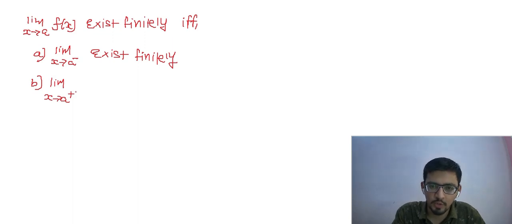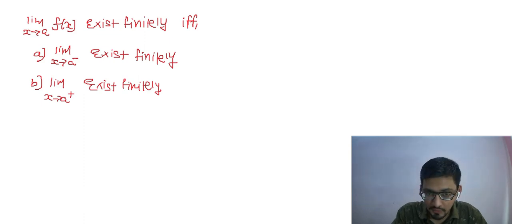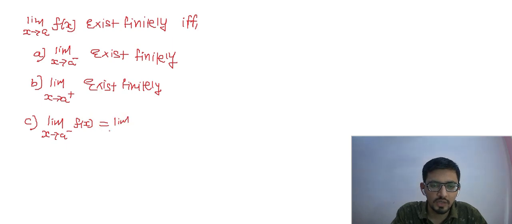That means x is approaching a from the right side, so definitely it will be greater than a. So limit x tends to a plus should also exist finitely. Only these two conditions are not enough. If I'm telling limit x tends to a of f of x exists finitely, that means LHL should exist finitely, RHL should exist finitely, and the third part is what? Both should be equal. That means limit x tends to a dash of f of x should be equal to limit x tends to a plus of f of x.